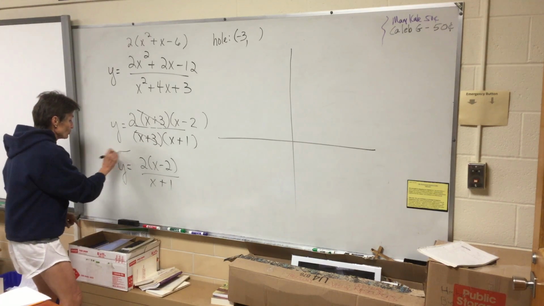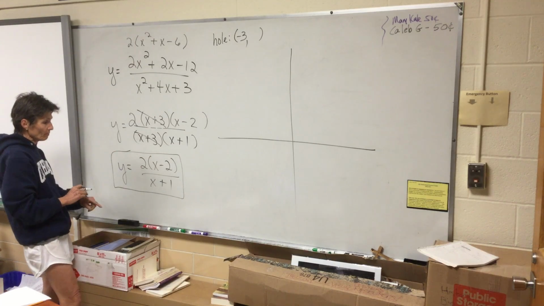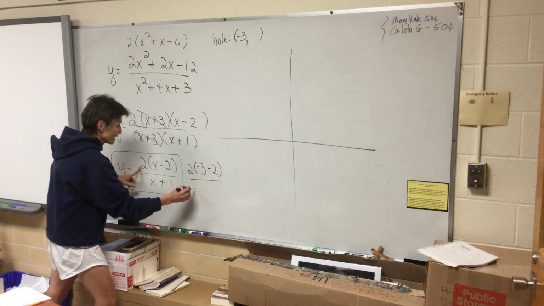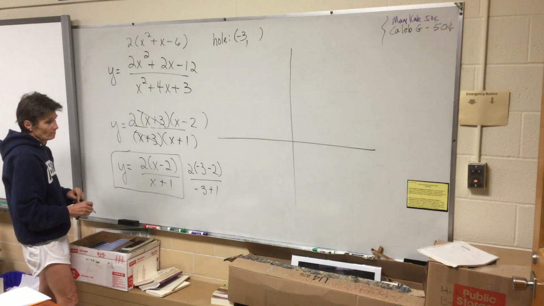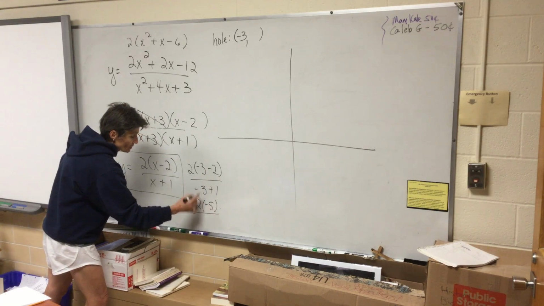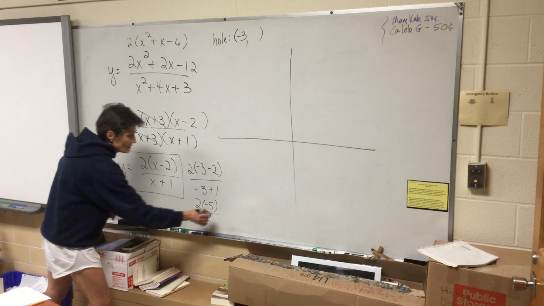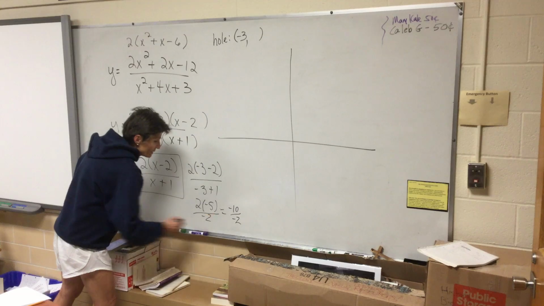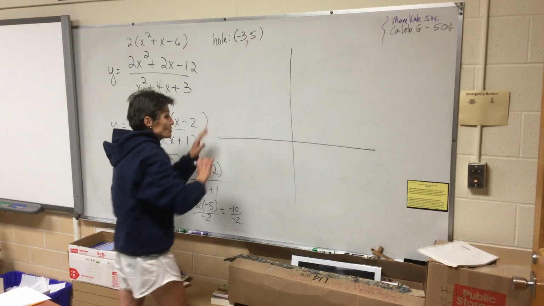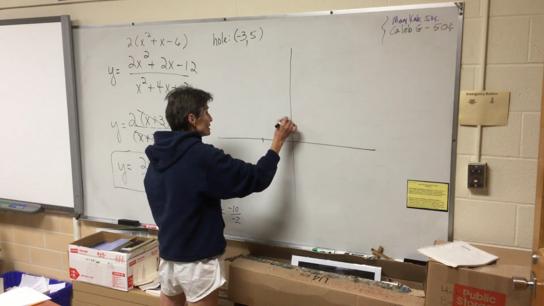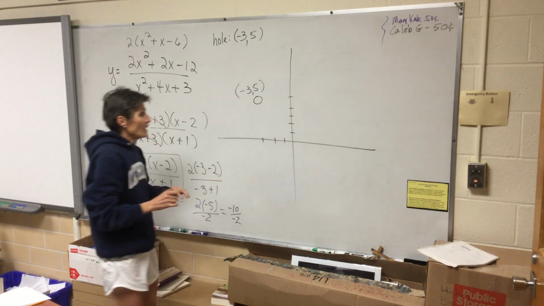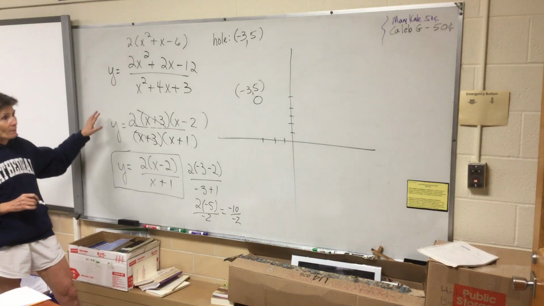So then I'll come down to my new problem, my canceled out problem, and I will put in negative 3 for the x's. So that's 2 times negative 5 over negative 2. So that's negative 10 over negative 2, which is 5. So the hole is at negative 3, comma 5. So at negative 3, 5, I'm going to put a nice open circle.